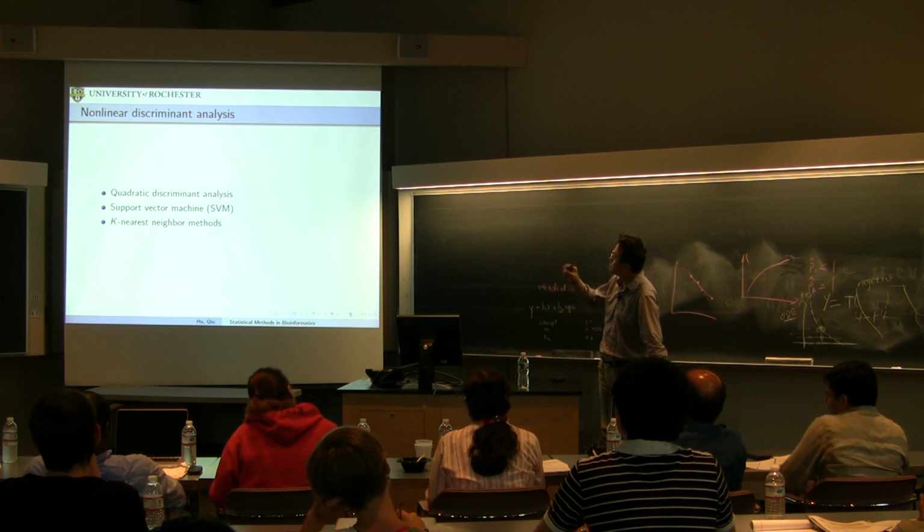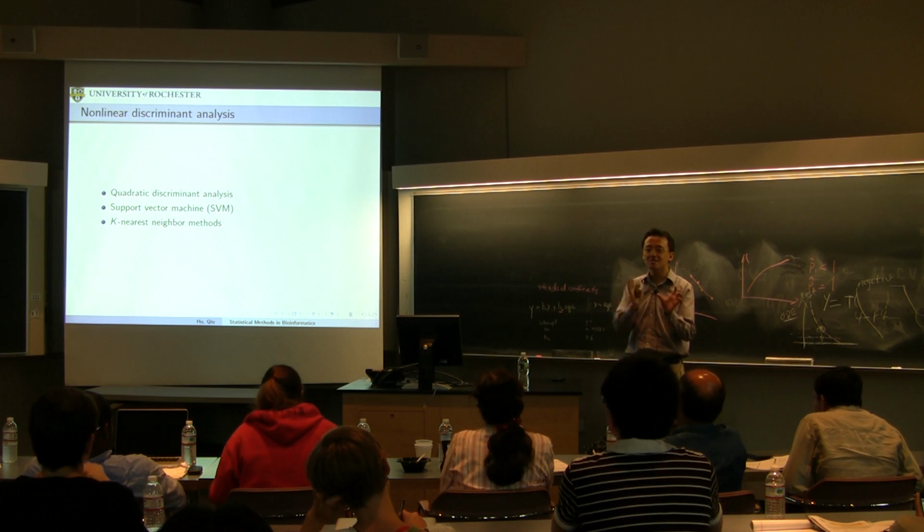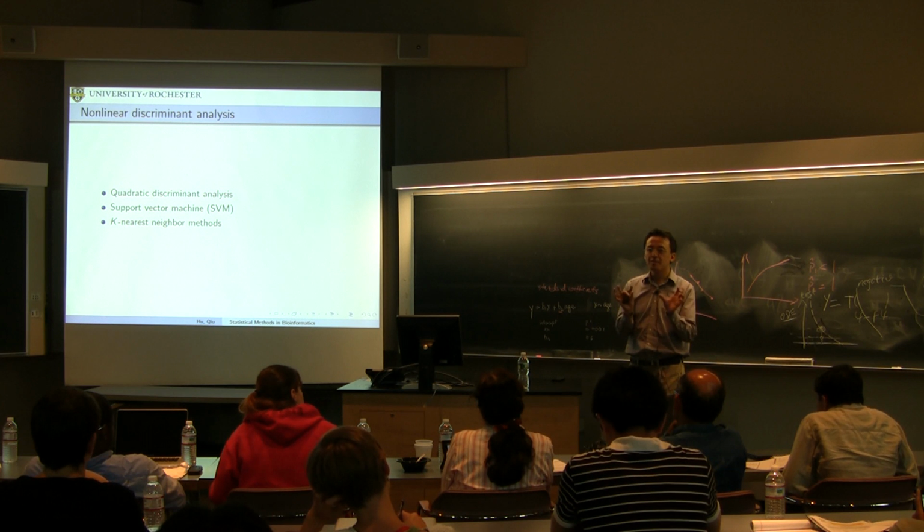Okay, for the support vector machine, basically the idea is to try to find a plane between the two groups, so that this plane has a minimum distance from both groups.